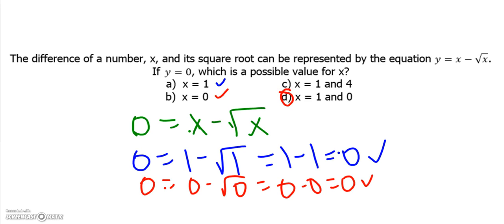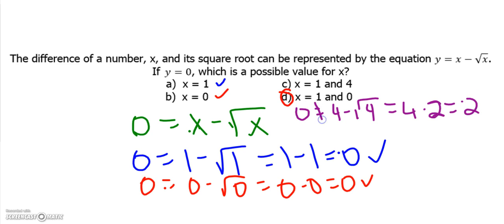Now let's just check 4, just for fun. So I'll have 0 is equal to 4 minus the square root of 4. But where this one messes up is the square root of 4 is 2. So I have 4 minus 2, which equals 2. So it does not equal 0. That's why C is not an answer choice.